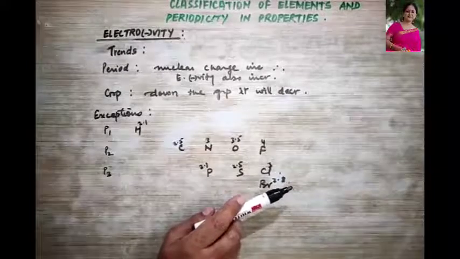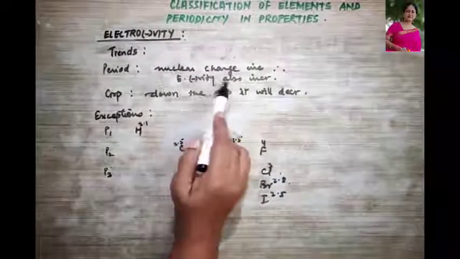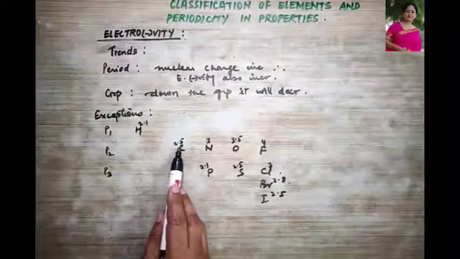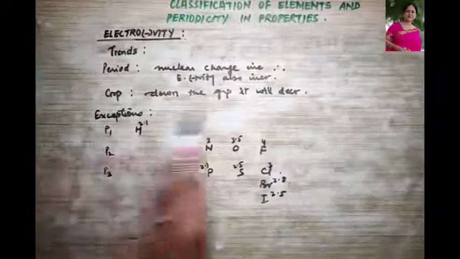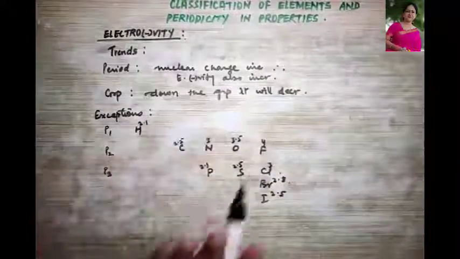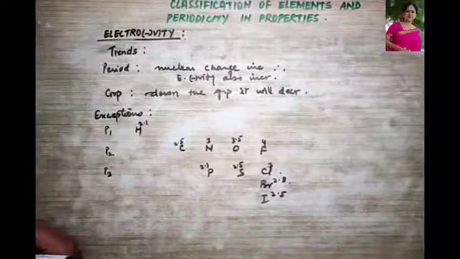Then nuclear charge increases, electronegativity also increases. See 2.5, 3, 3.5, 4 and so on. So in a period it increases. Now what is the exception over here that I am going to tell you?